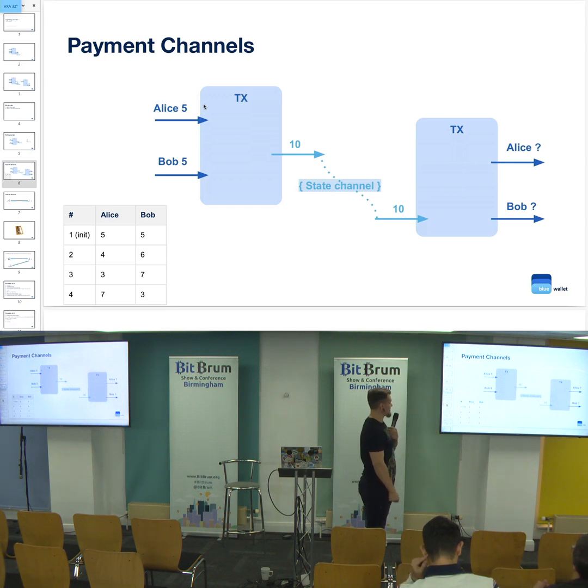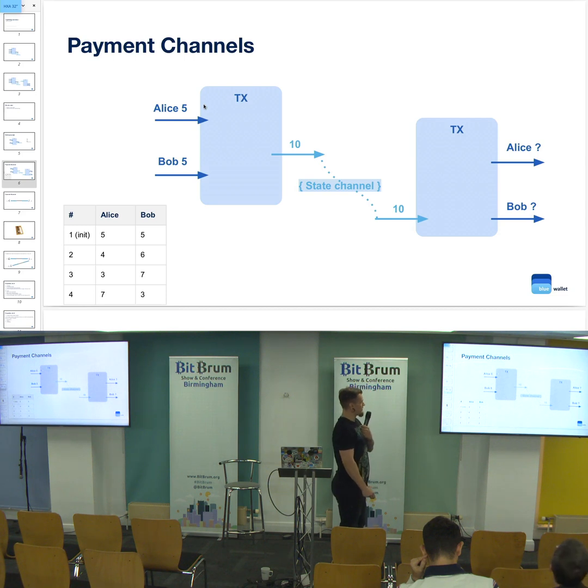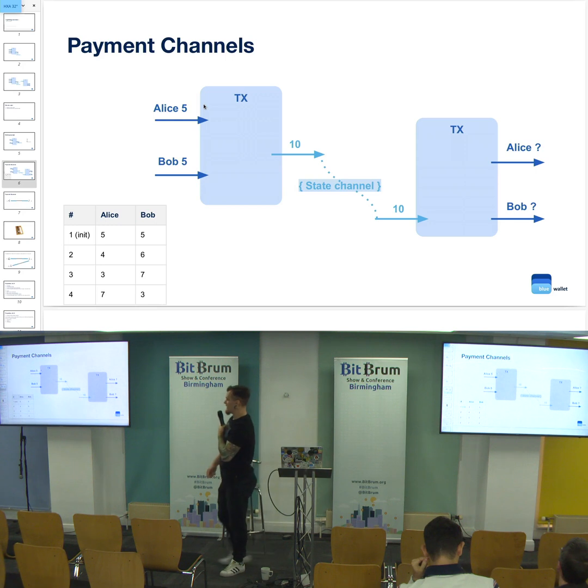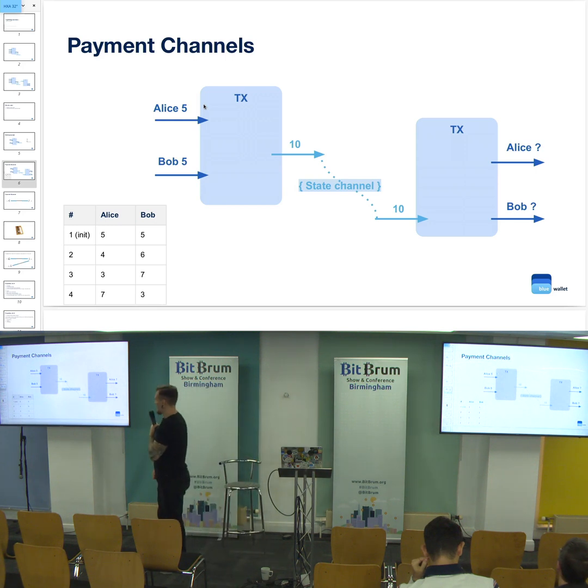The states mean that they can issue a new state, they can agree on it, and with this new state, they can get back a different amount of coins. So imagine they issue state number 2, and Alice gets back 4 coins, and Bob can get back 6 coins. This is essentially Alice paying Bob, because Alice has less and Bob has more. They can issue another state where Alice has 3 and Bob has 7, and this is again Alice paying Bob.